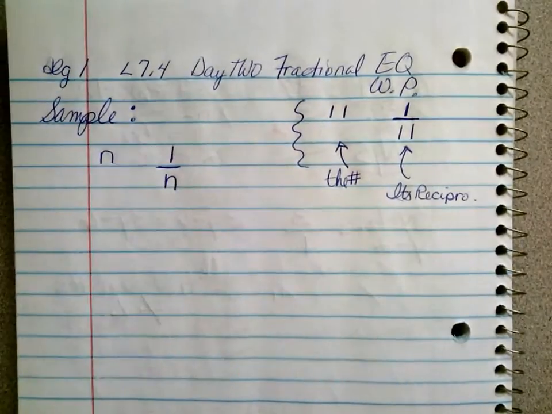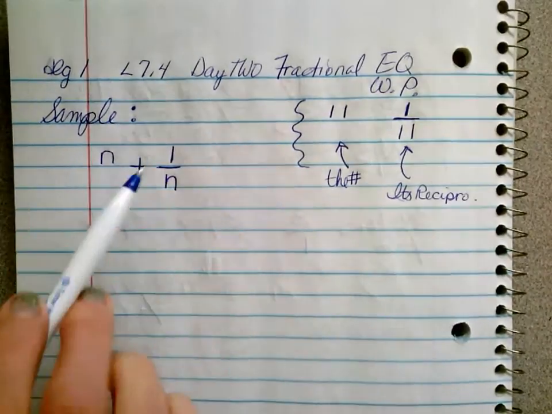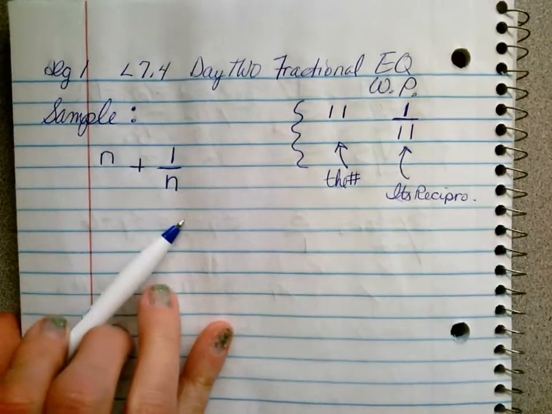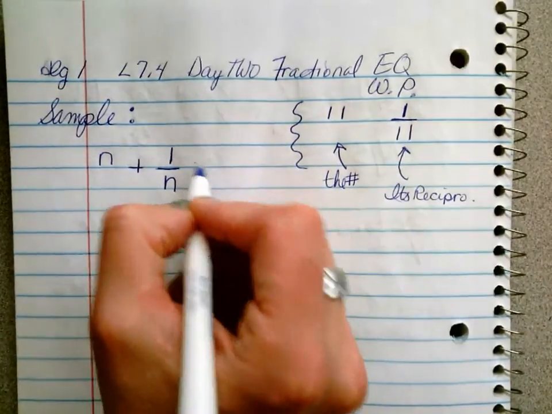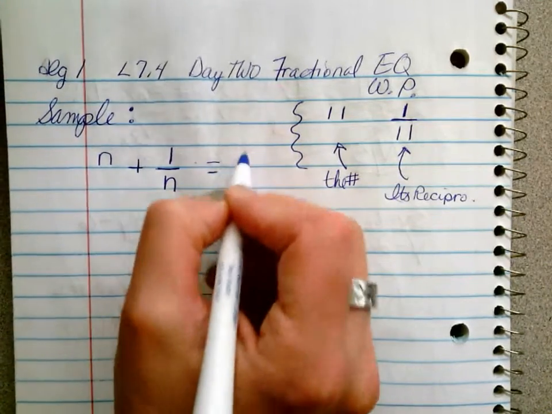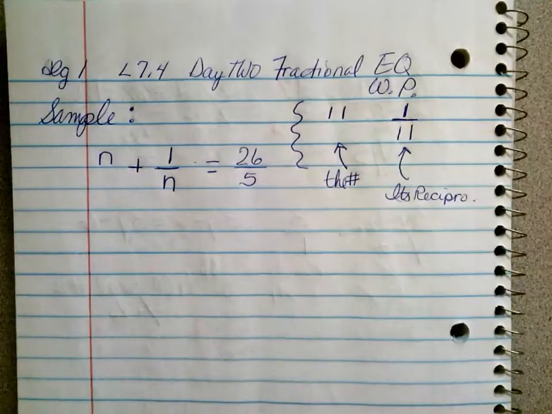Good. So again, that first sentence says the sum of a number and its reciprocal is 26/5. You guys seeing where I'm getting this information from? Okay. And the question says, what is the number?